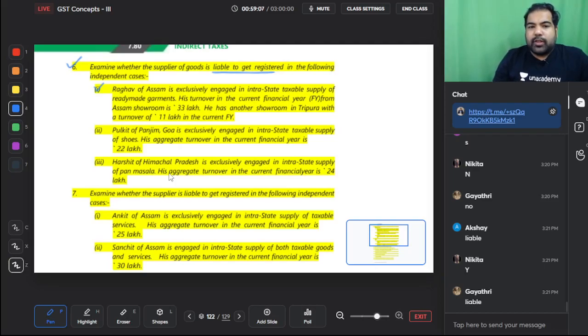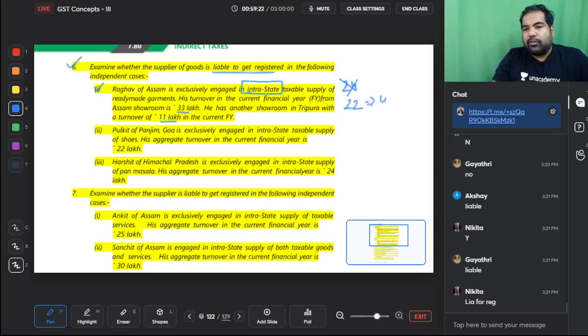Guys, his turnover in the current financial year is 33 from Assam and 11 from Tripura. They are only making intrastate supply, so 24 does not apply. For 22, what is the aggregate turnover, guys? Aggregate turnover is 44 lakh, because aggregate turnover means everything, one PAN, one turnover. And they are in Tripura, so step 1 does not apply. Step 2 applies, the limit is only 10 lakh and they are at 44, so registration, yes. Next guys, please do the second one.